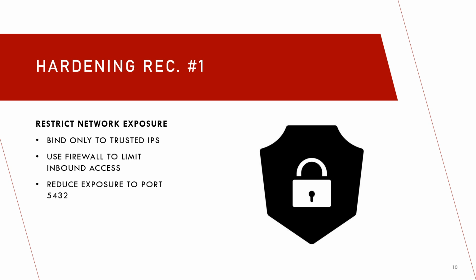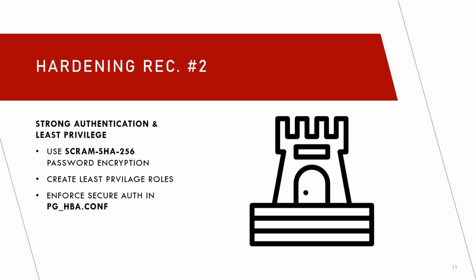And then next, use a firewall, which we are using iptables, to allow connections from only the app server that needs access and block all others. And so by doing this, port 5432 is invisible to the public internet. And this single step removes the biggest attack path for threat actors.